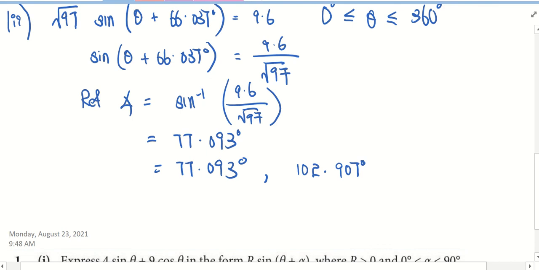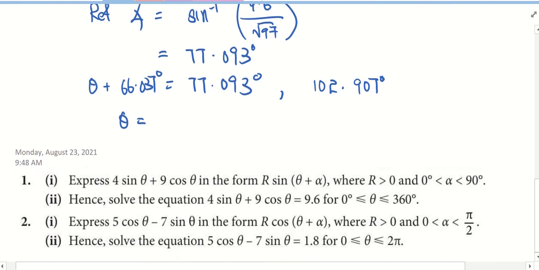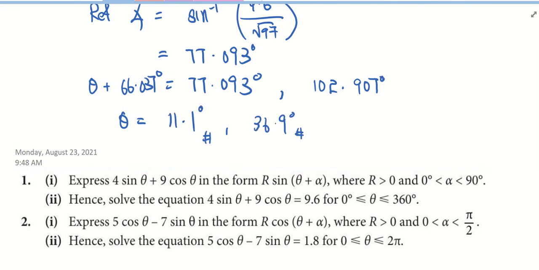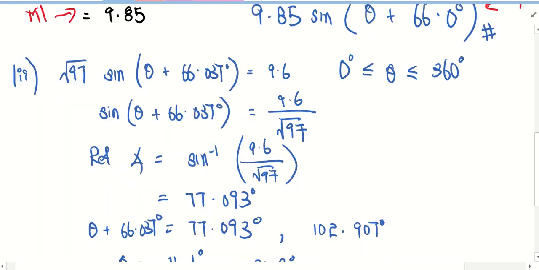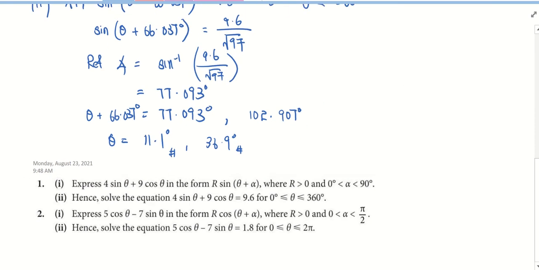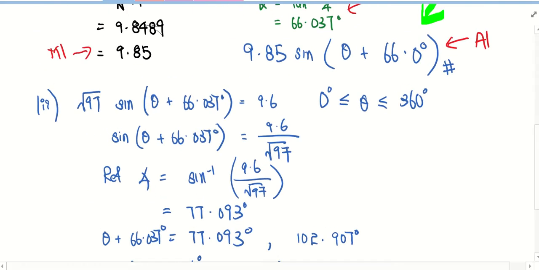But if you give me these two answers, it's wrong. Yes, you have the plus 66. So please write down. Then, both answers you will need to subtract by the 66.037. Okay, remember to subtract off the 66.037. Once you get the two answers, double check. Do they lie inside the range? So okay. Alright, so this will be almost a full question on R formula. Alright?